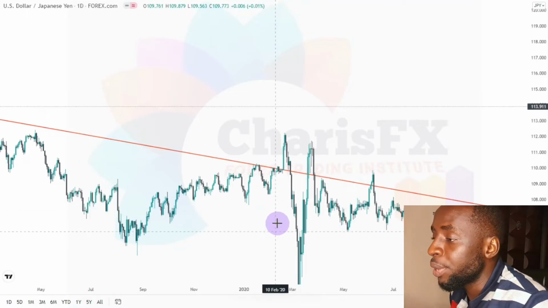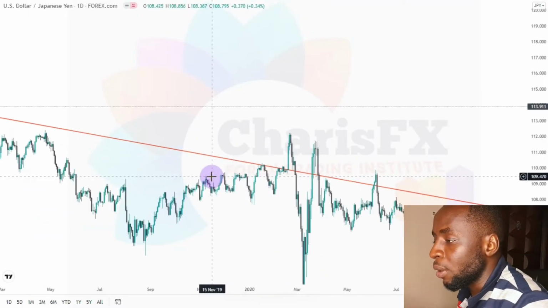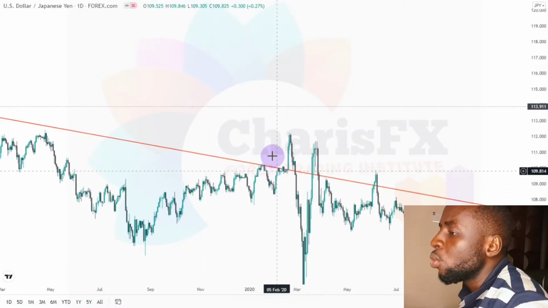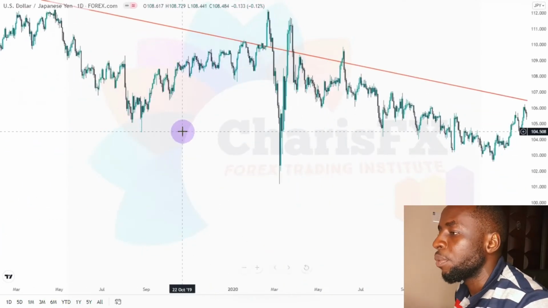It's not a break of trend. That's a fake out. So you don't necessarily have to consider that. You need to see the body of the candle close above or below a trend line for you to have a valid shift in structure.